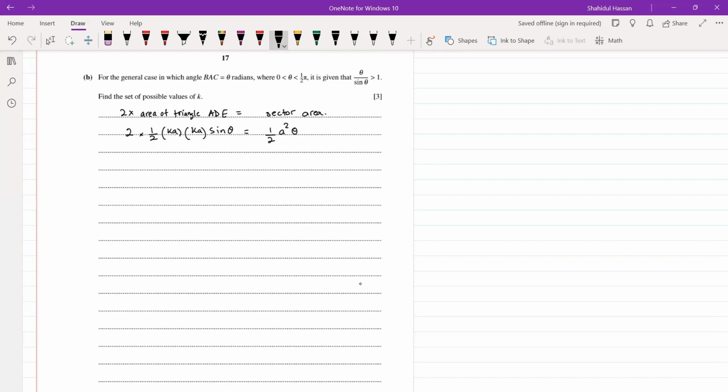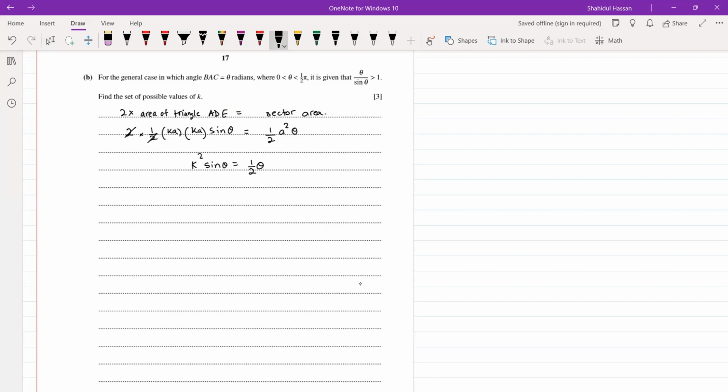All right. It is also given that theta by sine theta is greater than... okay, we'll go into that part later on. So 2 and 2 we can cancel them. We're going to have k squared a squared, so we can cancel the a squared, so we'll be left with k squared sine theta is equal to half theta. K squared sine theta is equal to half theta.